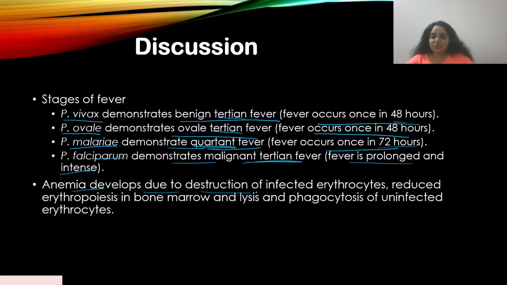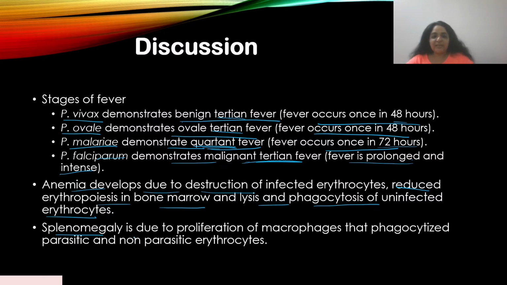Now, anemia develops due to destruction of infected erythrocytes, obviously, because it attacks the red blood cells and ruptures. Again, it attacks new red blood cells, rupture. So the red blood cells are being destroyed, and obviously that will result in anemia. There's also reduced erythropoiesis in bone marrow and lysis and phagocytosis of uninfected erythrocytes. The splenomegaly is due to proliferation of macrophages that phagocytized parasitic and non-parasitic erythrocytes. So splenomegaly is the spleen enlarging in size. So that's another effect of malaria.